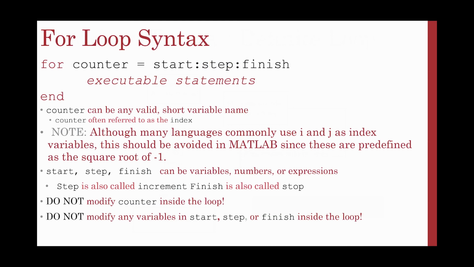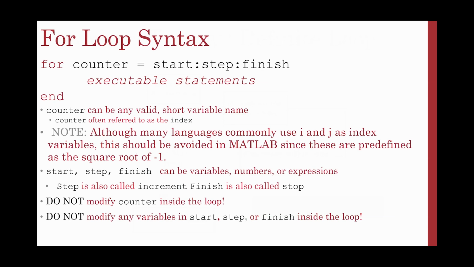You should note that while a for loop will run for a counter that's not an integer, it will cause problems if you are using a for loop for indexing, because you can only index integers. Another big thing is that although many languages commonly use i and j as index variables, you really should avoid this in MATLAB. A lot of people don't, because MATLAB uses these as a predefined version of the square root of -1. So unless you're really doing a problem that involves the square root of -1, you won't run into a problem, but it is an issue that you should be aware of.